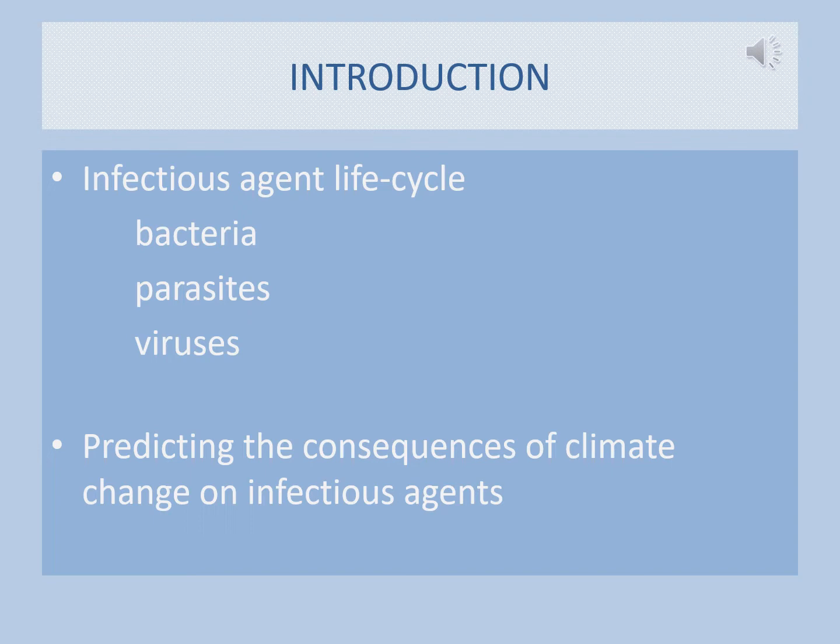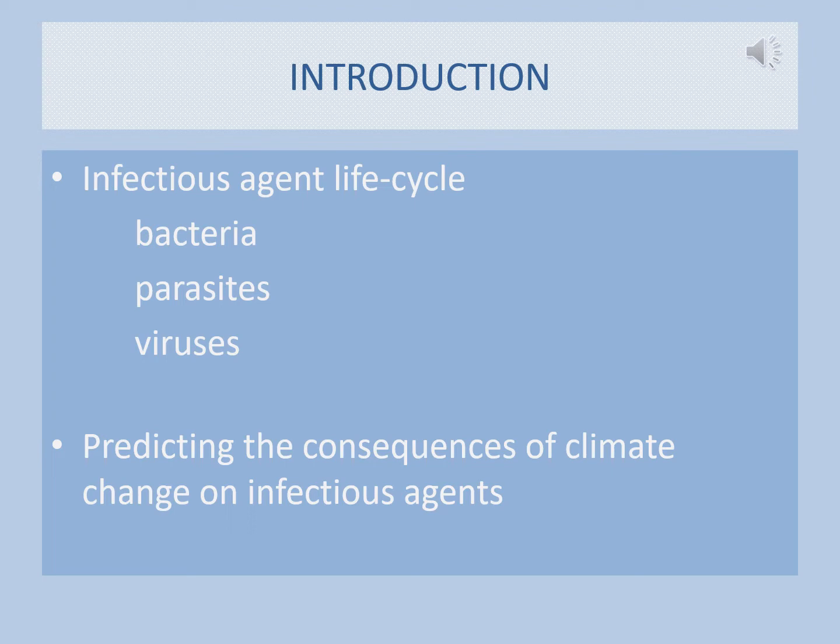The life cycles and transmission of infectious agents are directly linked to climate change. Some of the microbes talked about in this article are viruses, such as avian influenza, bacteria, which includes diarrheal diseases such as cholera, and also parasites, which can be seen in malaria.